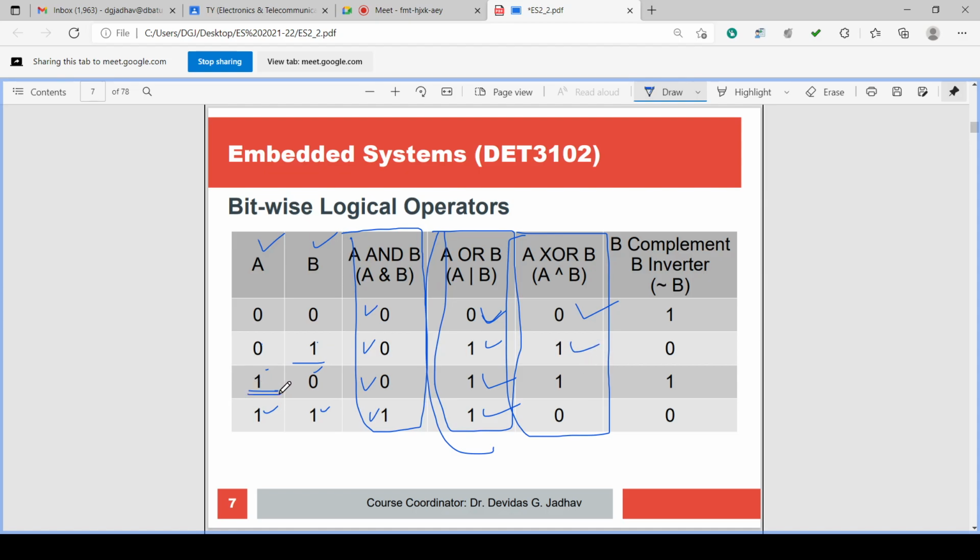Similarly, there are 2 bits, 1 and 0. Out of that, 1 bit is 1, so the output is 1. Both of the 2 bits are 1, so 2 is even, so the output is again 0. If the number of bits is even, the output is 0. If the number of high bits is odd, the output is high. If the number of high bits is even, the output is low. So this is XOR.